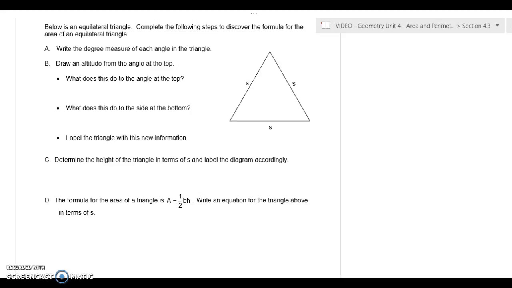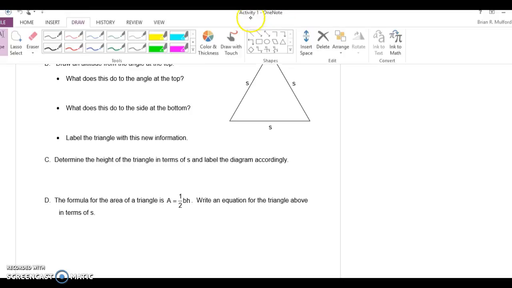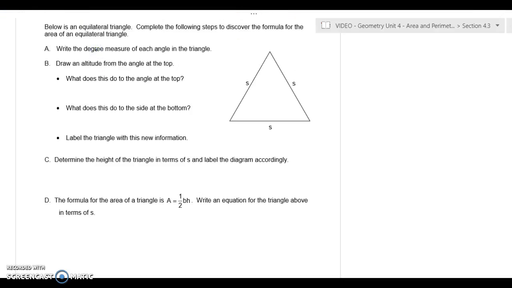So in step 1, or step A, I guess, it says write the degree measure of each angle in the triangle. The fact that we know it's an equilateral triangle will tell us that it's also an equiangular triangle, because it's just a property of equilateral triangles. So then all the angles are going to be the same. There are 3 angles, and they all add up to 180 degrees. So they're all going to be 60s. Because again, they're congruent. Sides are congruent, angles must be congruent as well.